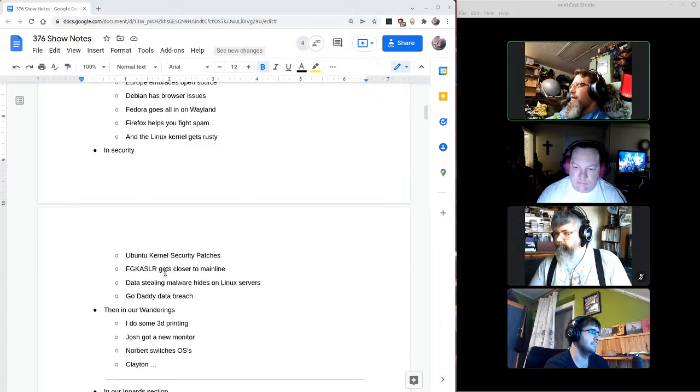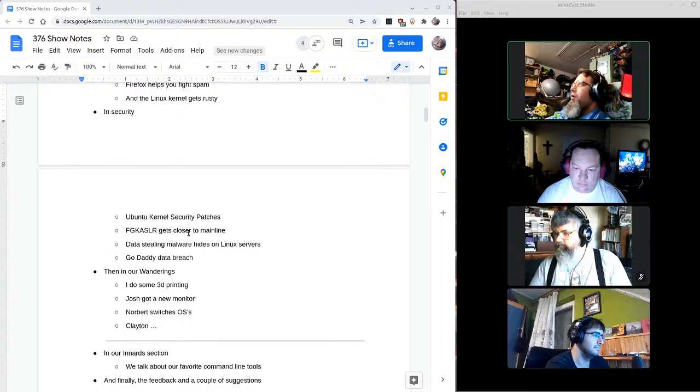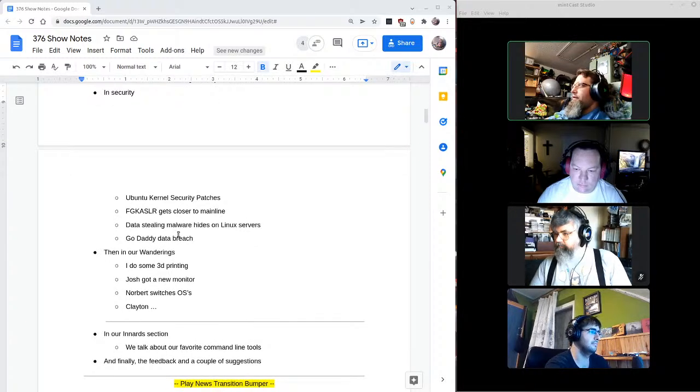In security, Ubuntu kernel security patches, FGKASLR, gets close to mainline. Data stealing malware hides on Linux servers. GoDaddy data breach. Then in our wanderings, I do some 3D printing.